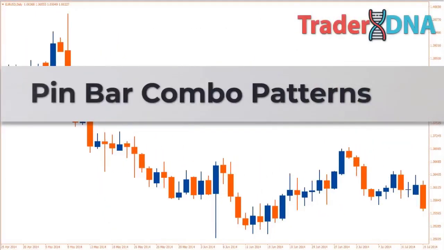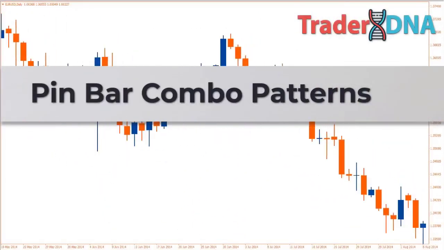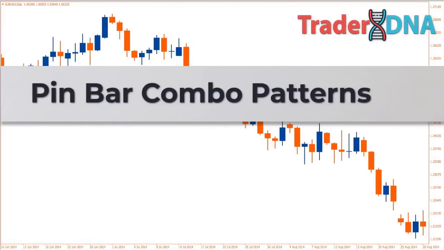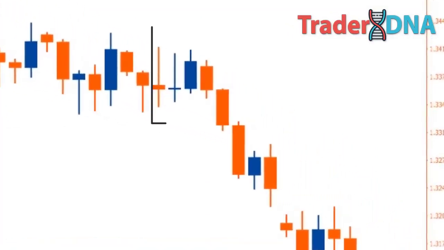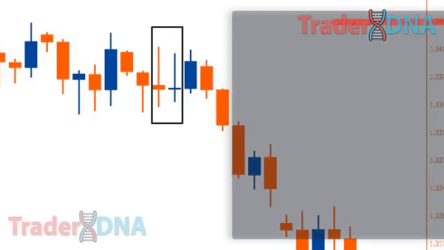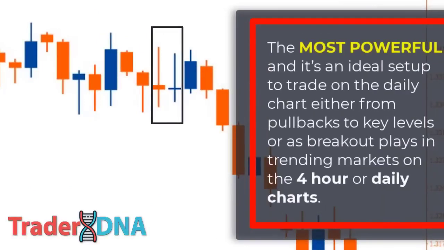Pin bar combo patterns. Pin bars can also be traded in combination with other price action patterns. In this chart, we can see an inside pin bar combo pattern. The pin bar and inside bar combo is the most powerful, and it's an ideal setup to trade on the daily chart, either from pullbacks to key levels or as breakout plays in trending markets on the 4-hour or daily charts.